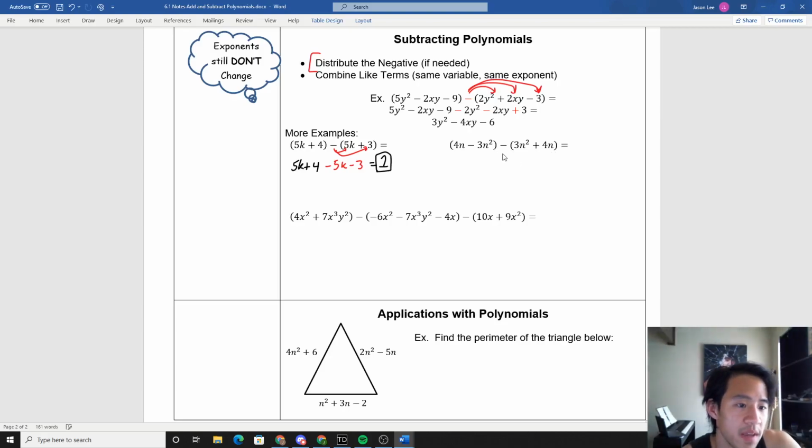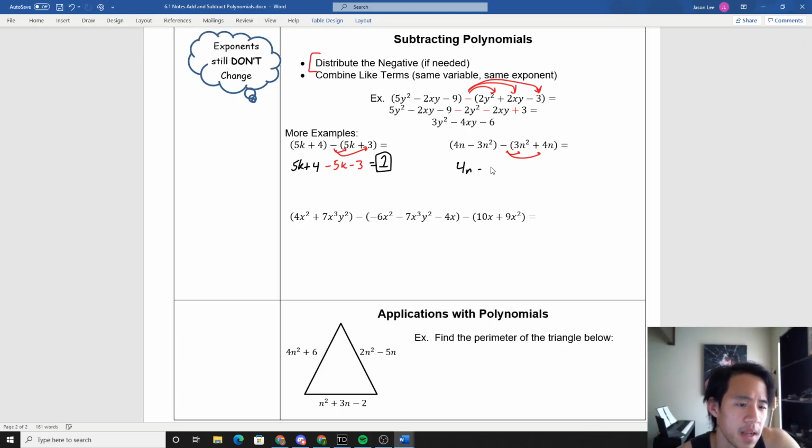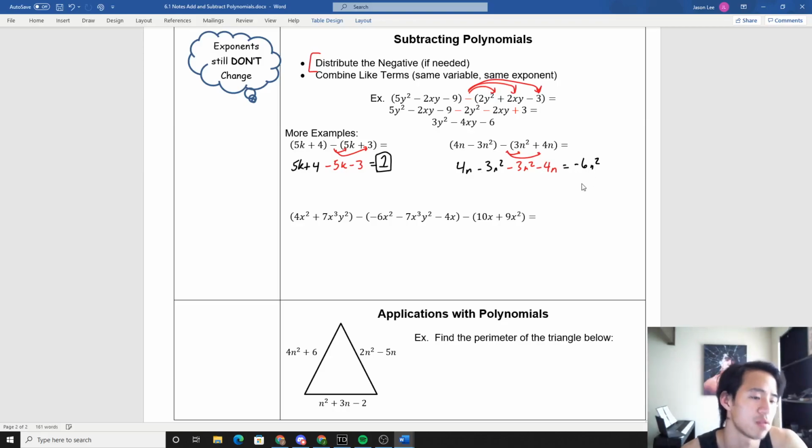So I'm going to distribute the negative here. And we will have 4n minus 3n squared. And then after distributing the negative, we will have a minus 3n squared minus 4n. Okay, so now let's go ahead and combine like terms. So negative 3n squared and negative 3n squared, that will make negative 6n squared. 4n minus 4n, that actually cancels out. So we are just left with this, negative 6n squared.